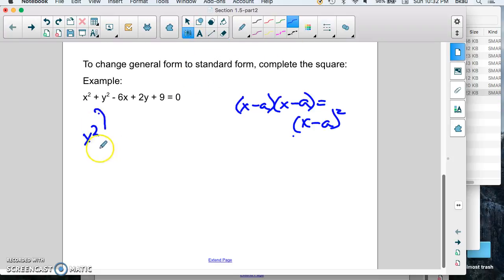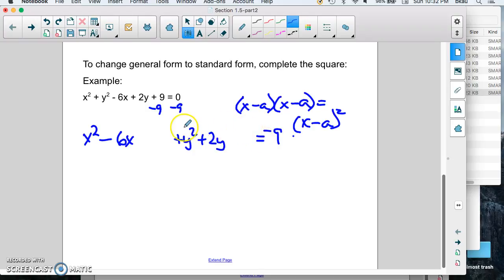So we have x squared minus 6x. We leave a space to complete the square. We write the plus y squared plus 2y next. Leave a space to complete the square. And then we move the 9 to the other side. We subtract 9 from each side. So that would be my first step, is to move that 9 over so that it's over on the other side.